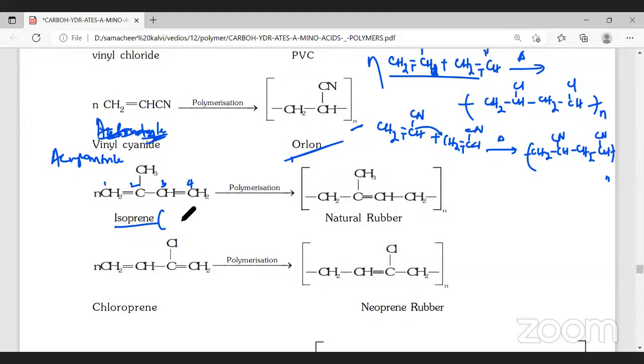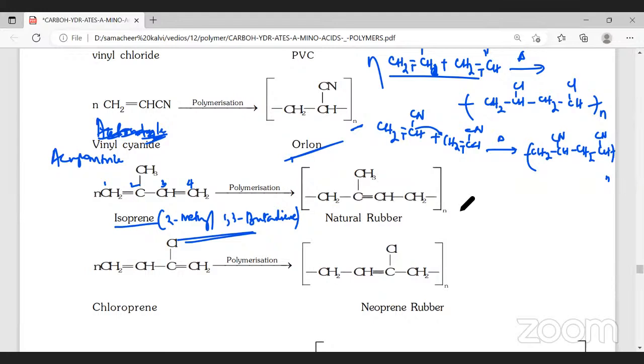At the second position, we have a methyl group. Therefore, it is 2-methyl 1,3 butadiene. So in natural rubber, the monomeric unit IUPAC name is 2-methyl 1,3 butadiene. When n number of isoprene units are polymerized, we get natural rubber.